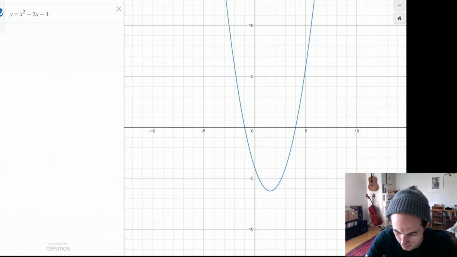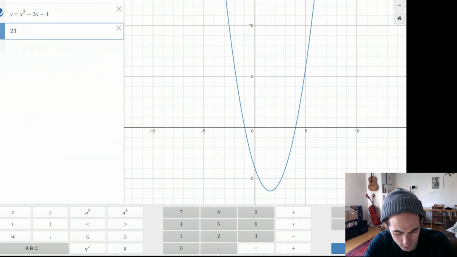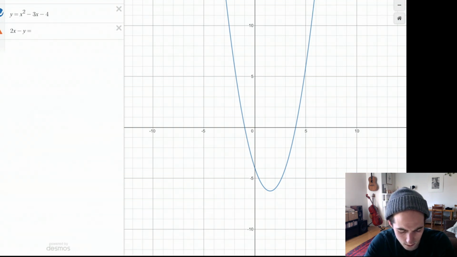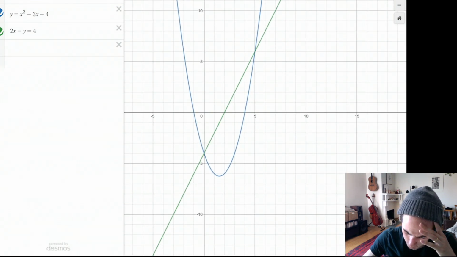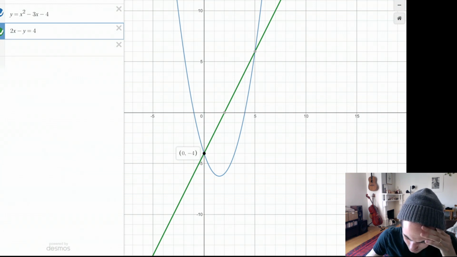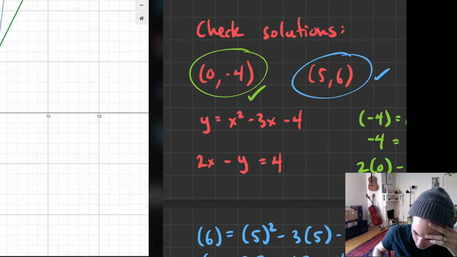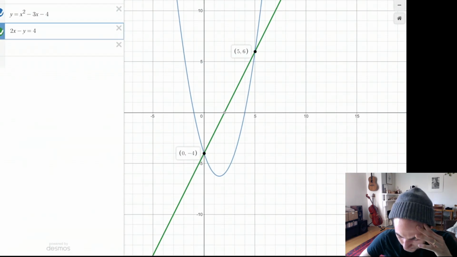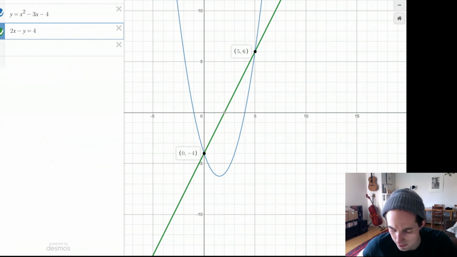And apparently we've got 2 solutions here, so let's see what that looks like. I'll go over here, and the other one was 2x minus y equals 4. There we go. Okay, so it looks like we would have 2 solutions. And this solution right here is 0, -4, which I think we had, right? 0, -4, good. And this one over here is 5, 6. So yes, this graph is absolutely consistent with our solutions. So that was our procedure.